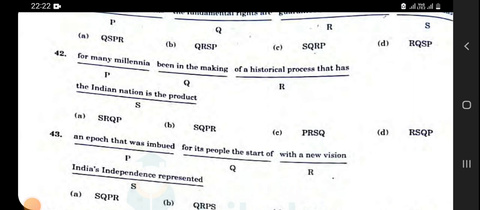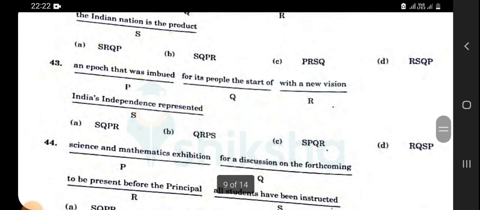So the Indian nation is the product of a historical process that has been in the making for many millennia. So the 42 will be A again. 43. An epoch that was imbued for its people, the start off with a new vision, India's independence represented.